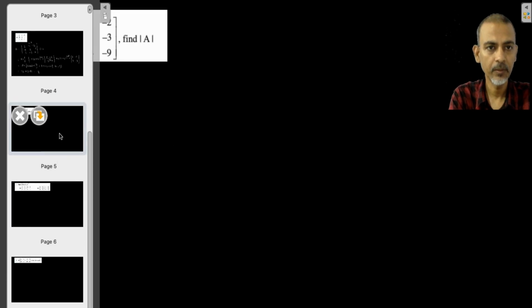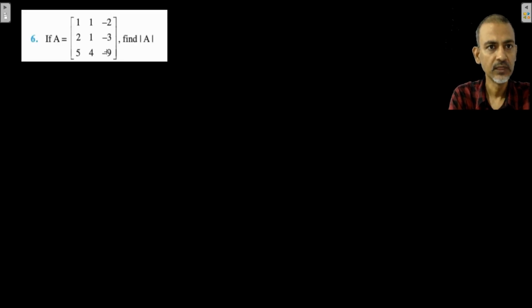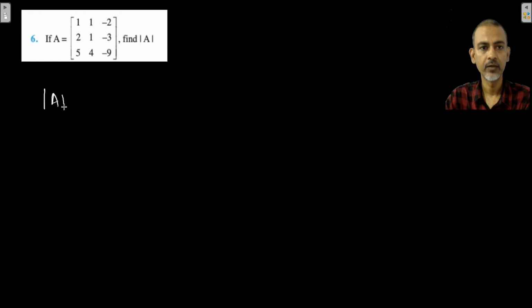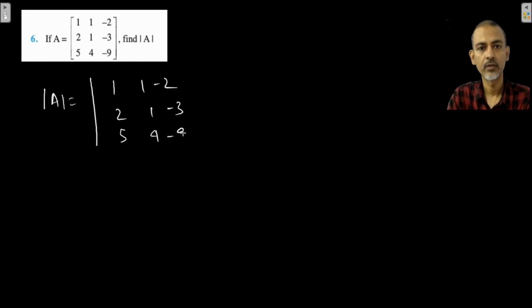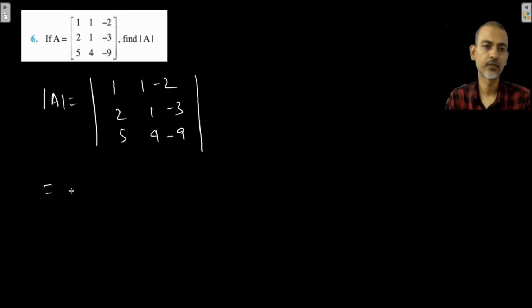My next problem simply has a matrix given and I need to find the determinant. So when I have to write determinant A, I will write 1, 1, minus 2, 2, 1, minus 3, 5, 4, minus 9. Alright. Now I have to evaluate this determinant. So what I'll do is I'll expand along one of the rows or columns. I don't see any zeros, so let's take the first row itself.